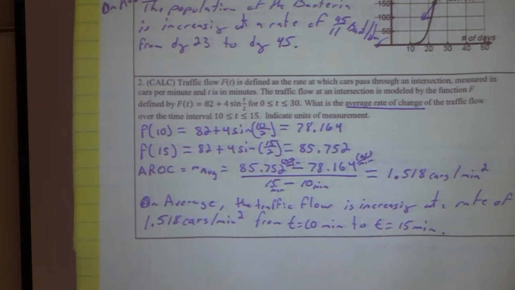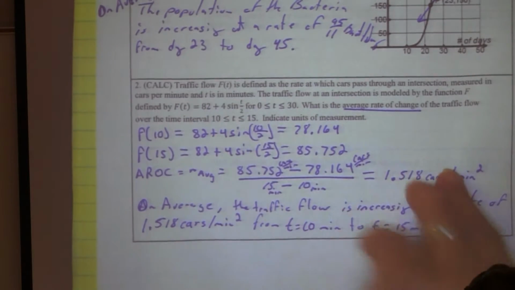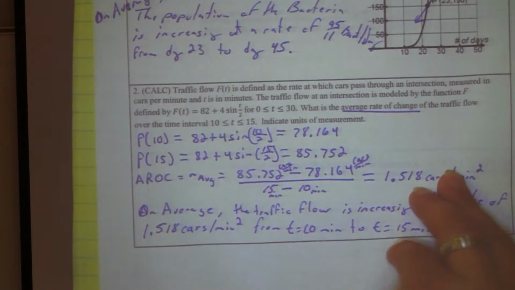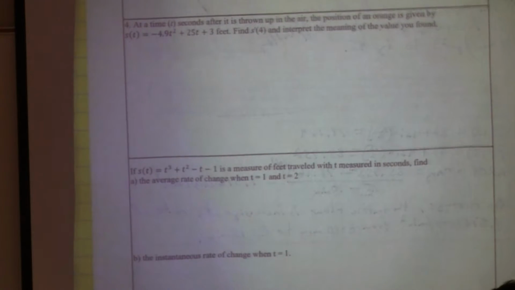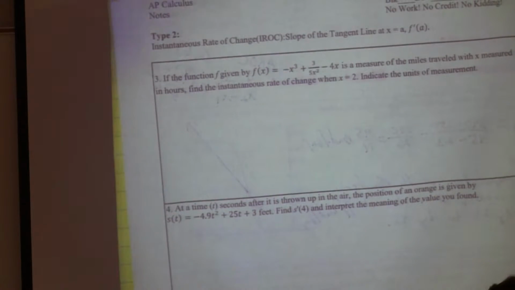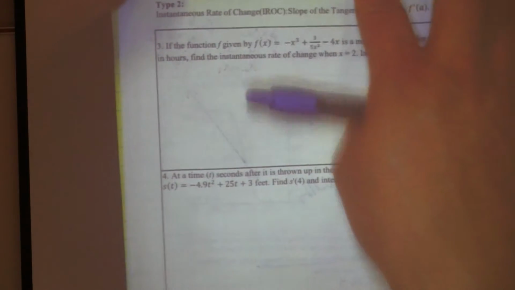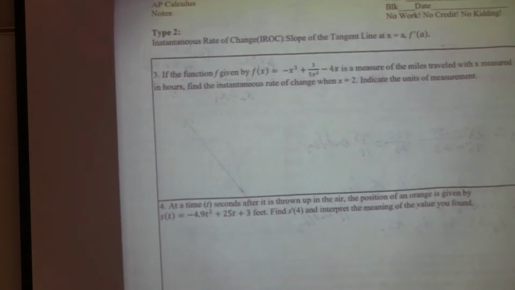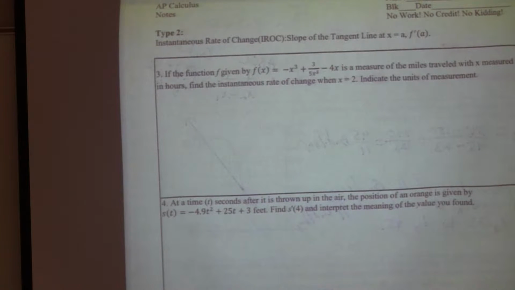Good? All right, so we go with average rate of change? It's okay. It's super easy, basic slope. All right, so now let's crank it up a notch and let's do some calculus. So now we're talking about what? IROC, which is the other type of rate of change.